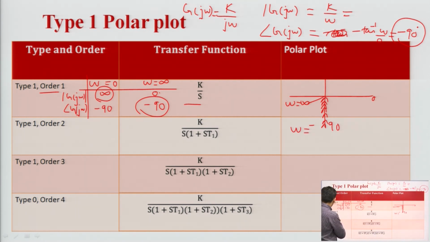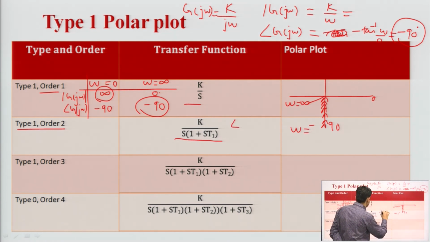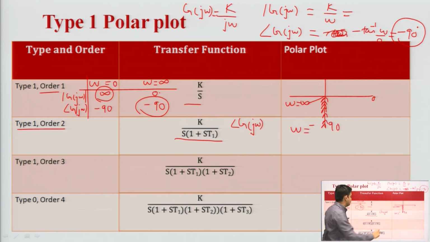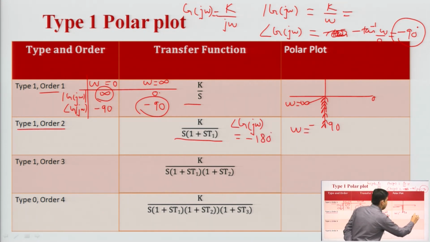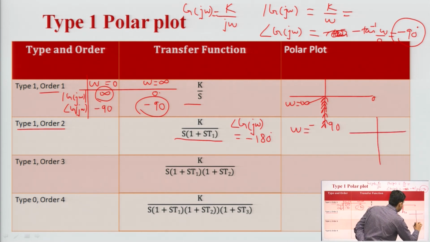In the same way, when we go for type 1 order 2, we will get a transfer function like this, and when we calculate the phase, the angle of G(j omega) at omega equal to infinity, this gives me my angle of termination, minus 180. So, what would be the polar plot for this function? I have to start from minus 90, as you can calculate, and I will terminate at minus 180. So, I will get a plot like this.